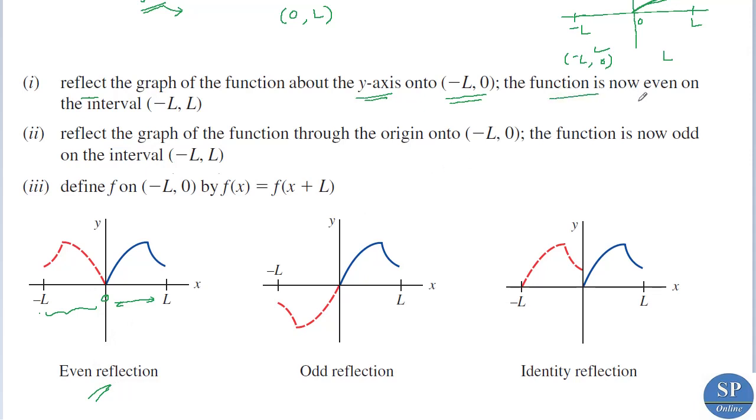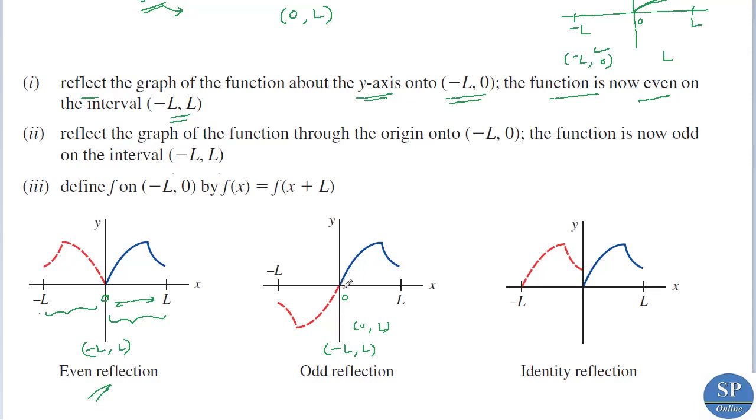That is, the function is now even on this interval minus L to L. So actually first we have a function defined in the interval 0 to L, and we extended this function into the interval minus L to L as an even function, right? And the second case is that the same function given in the interval 0 to L can be extended to the interval minus L to L as an odd function. That is, we are taking the odd reflection. That is, we are reflecting the given function, that is this blue graph.